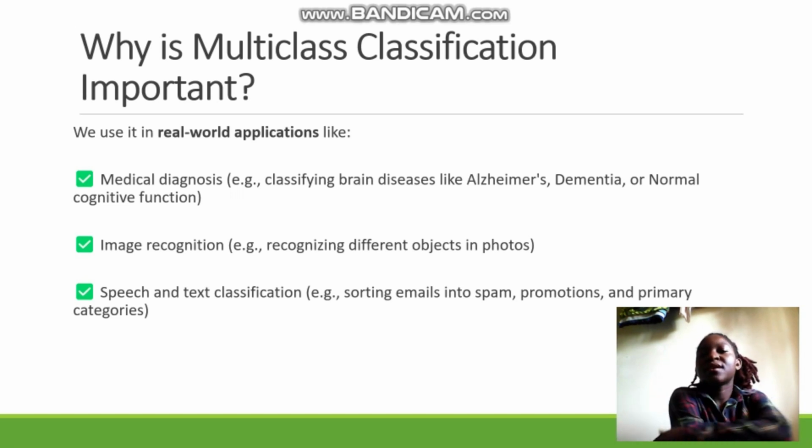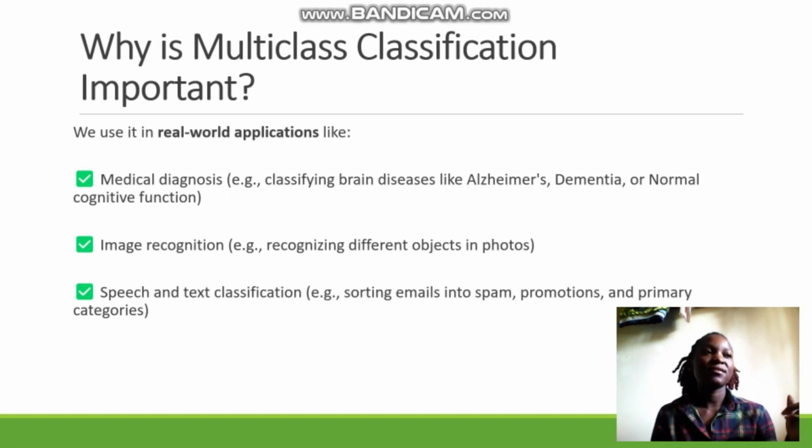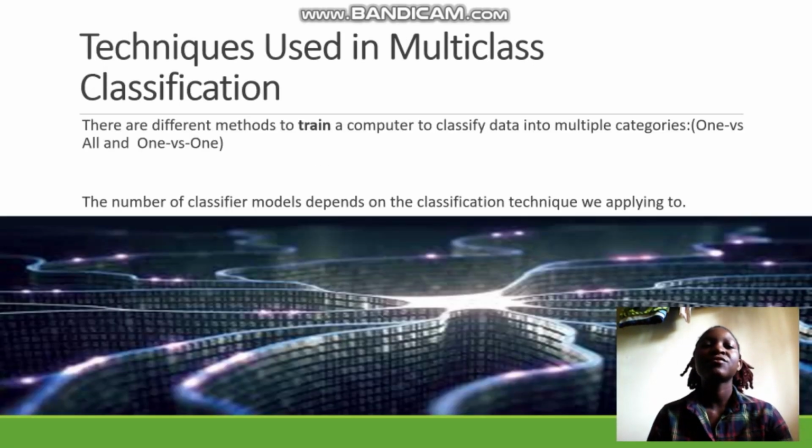So depending, maybe when you get another new image, this machine can tell the difference, and then it can classify which of the 3 classes that image belongs to. Multi-class classification can also be used for text and speech classification.